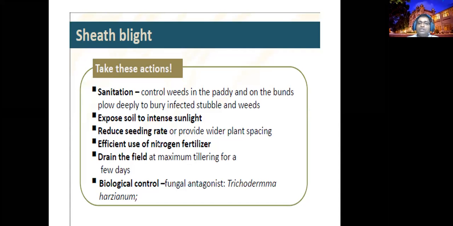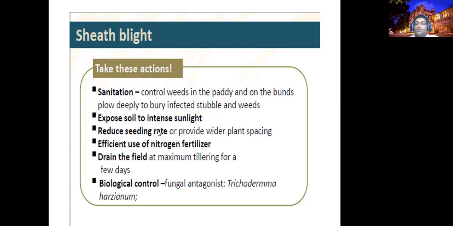The third one is reducing the seed rate. If you use a higher seed rate, the plants get dense, and with dense planting there will be more chances for this disease and blast disease, for any disease. Commonly, any diseases, leafhopper attack or viral diseases, you can expect if the seed rate is higher than the recommended rate.